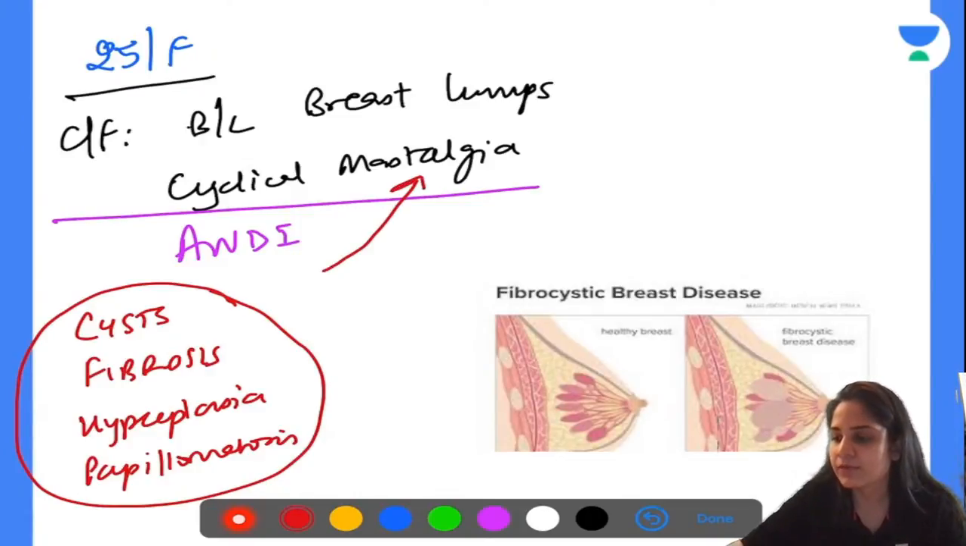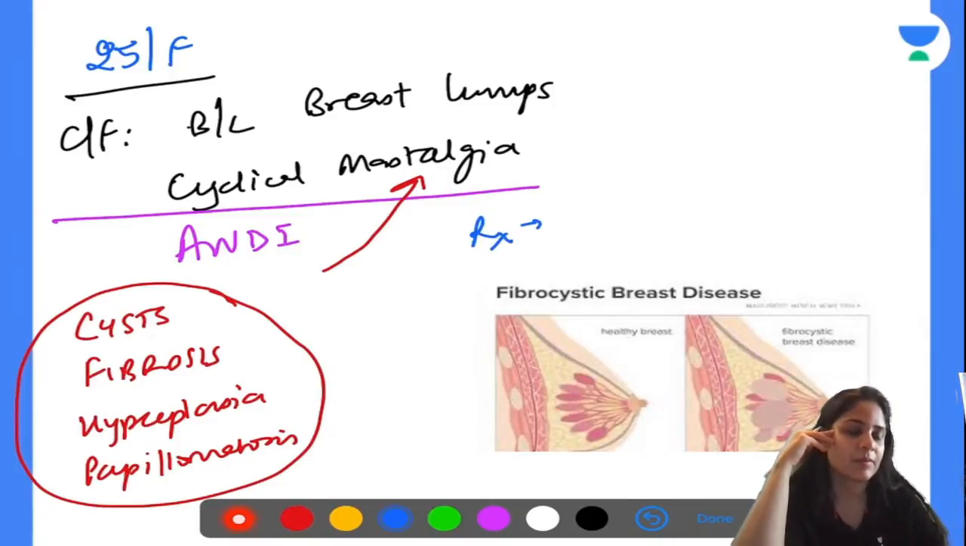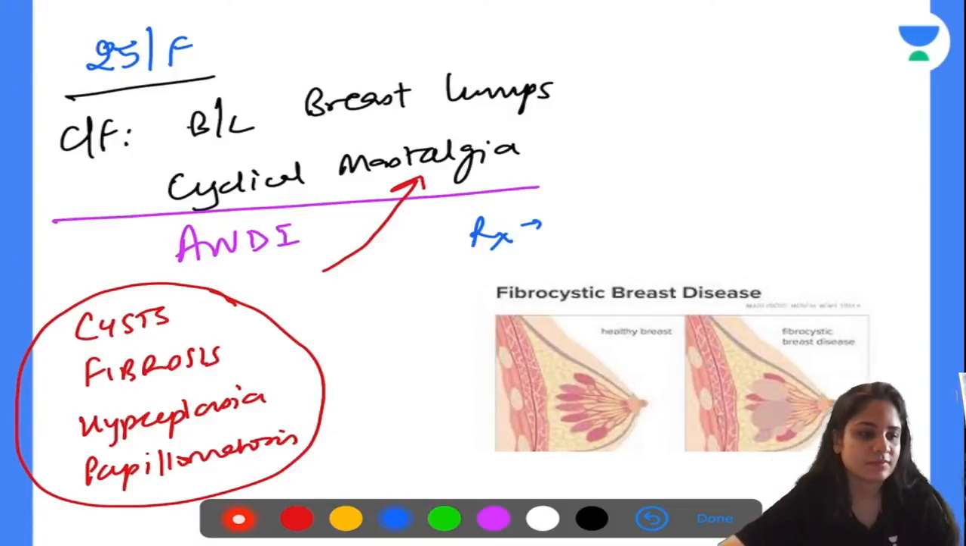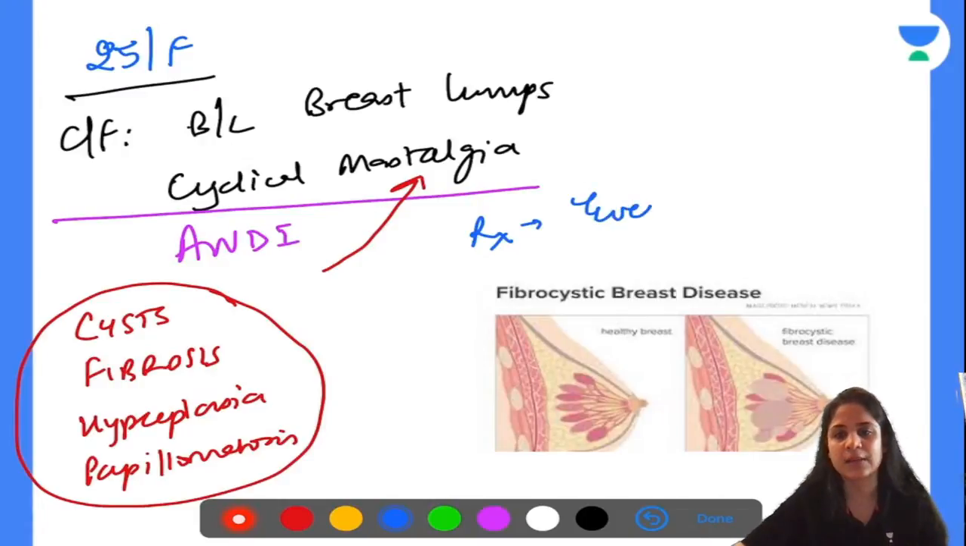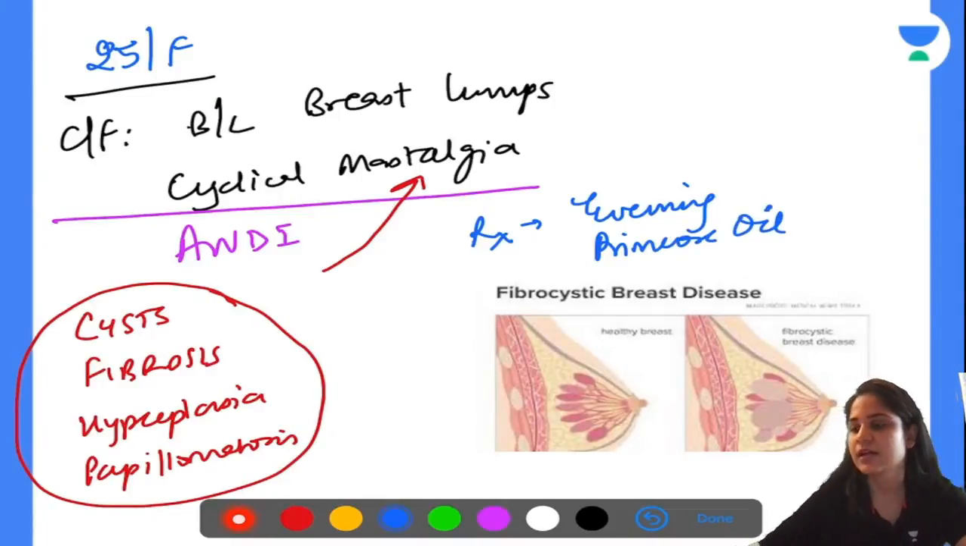So what will be your treatment for this? I think someone mentioned before, there was one specific thing that you all had mentioned, something about some oil. Who said it at the start, in breast abscess? Someone had mentioned one oil. Yes, very good. So evening primrose oil. Evening primrose oil can be given for local application in these cases, and that will help in reducing the abnormal changes in the breast. Castor oil is applied to hair. Evening primrose oil. All right.